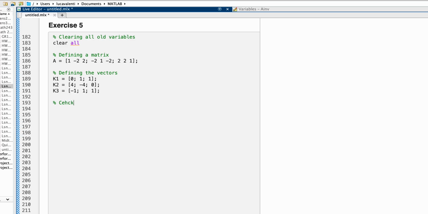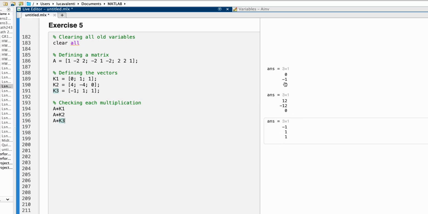Now we're going to check each multiplication. We're going to take K1, K2, and K3, and multiply them by A. You have to multiply them on the left, otherwise it wouldn't be defined. And then we're going to look at the results.